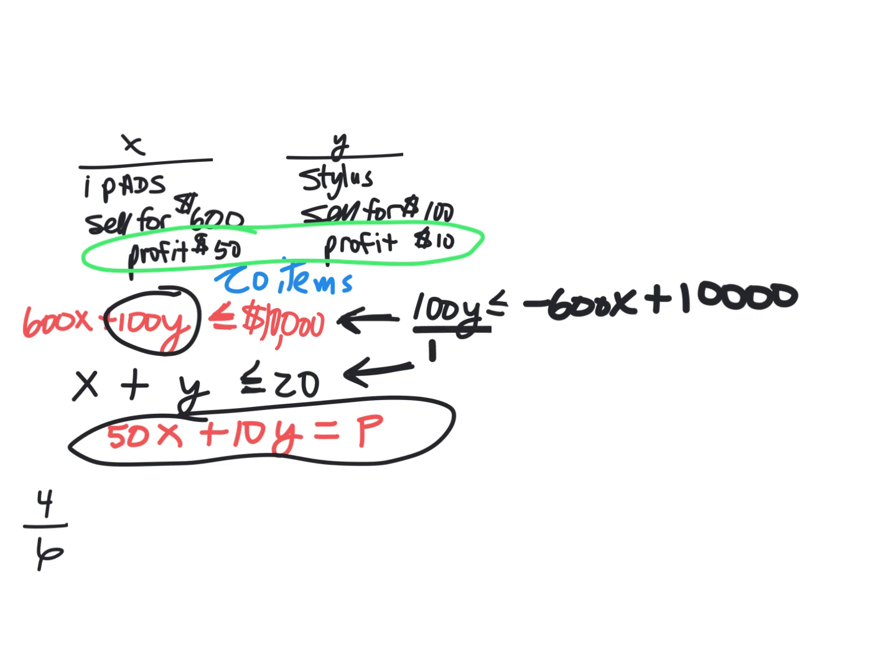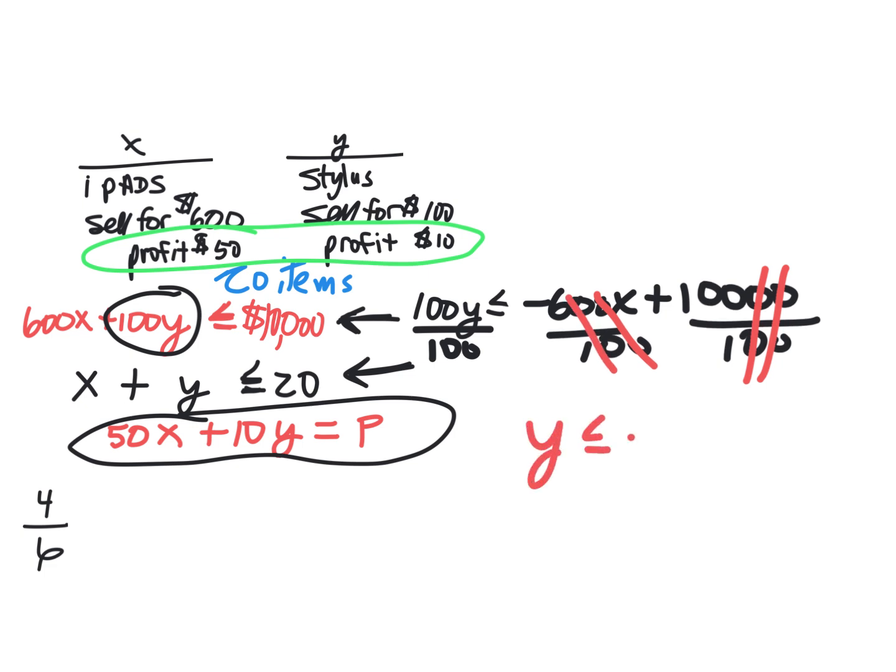Then I'm going to divide everything by 100. That'll cancel off a couple zeros here, and this will cancel off a couple zeros here. And it'll be y is less than or equal to negative 6x plus 100. Oh, that worked out really nice.